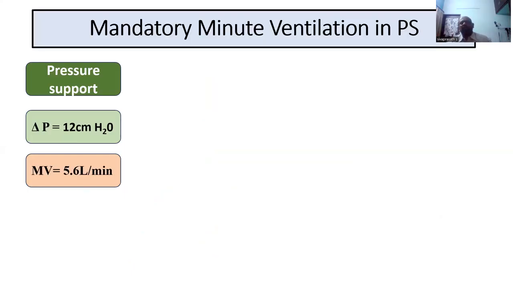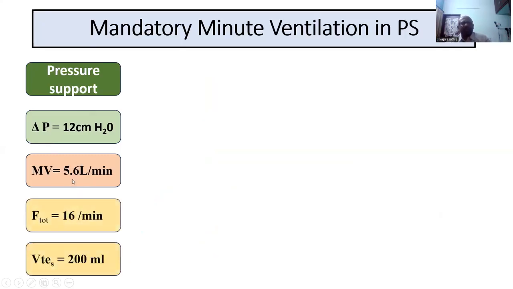So to overcome that, like how we have mandatory ventilation in IMV, we have MMV in pressure support also. So suppose I have set a pressure support of 12 centimeters of water and I have targeted a minute ventilation of 5.6 liters per minute. I'm getting a total frequency of 16. That is, he is in spontaneous mode, so all his breaths are spontaneous. He is taking 16 breaths, but even with 12 centimeters of water, his tidal volume is only 200.